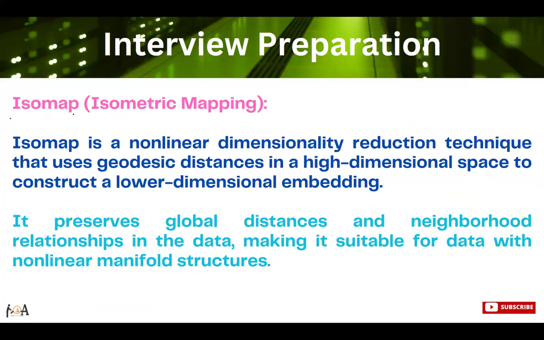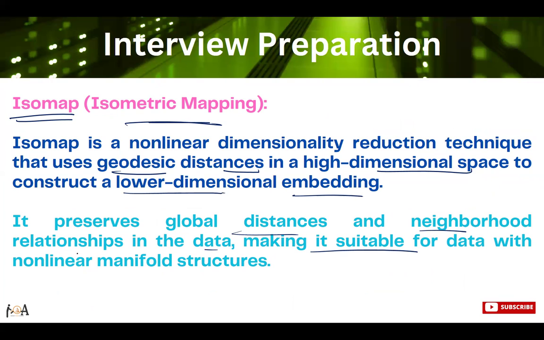The next one is Isomap, that is isometric mapping. It is also one of the dimensionality reduction techniques which uses geodesic distance in high dimensional space to construct lower dimensional embeddings. It preserves global distance and neighborhood relationships in the data, making it suitable for data with non-linear manifold structures.